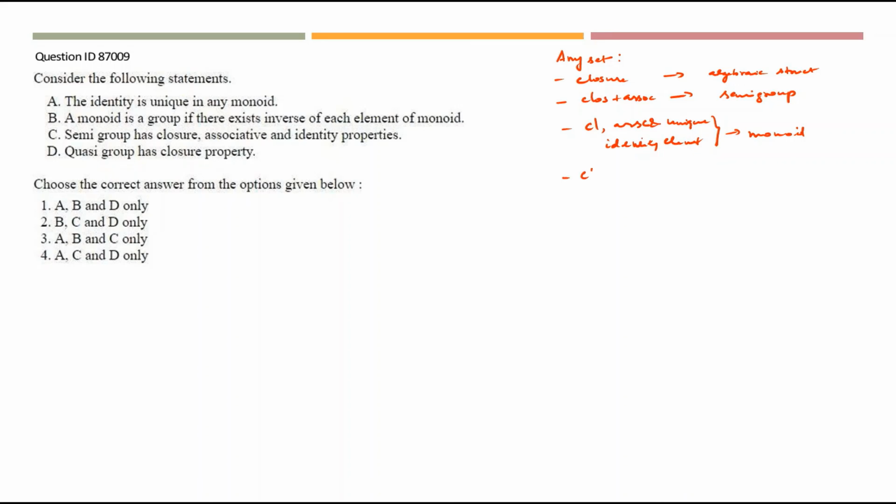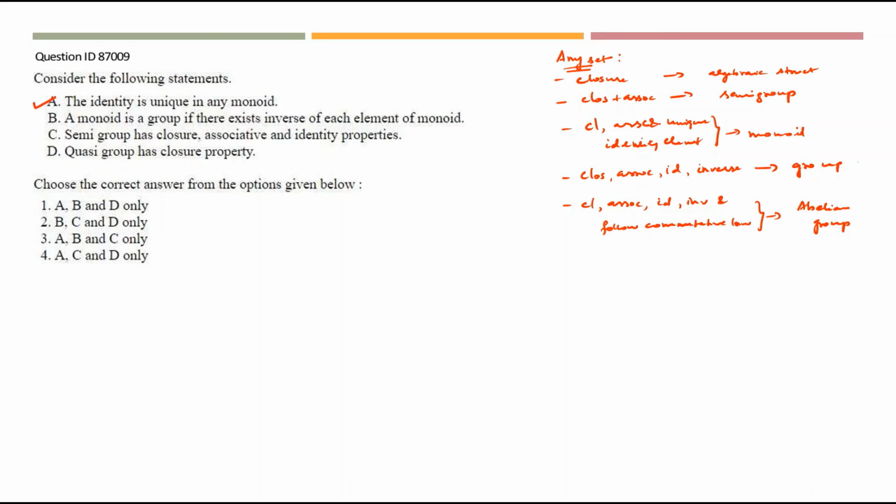When it has closure, associativity, unique identity element and then inverse for each element, it is called a group. When these properties, closure, associativity, identity, inverse, hold as well as they follow commutative law, it is called an abelian group. Now let's see the statements. The identity is unique in any monoid. Only when you have a unique identity element, it is called a monoid.